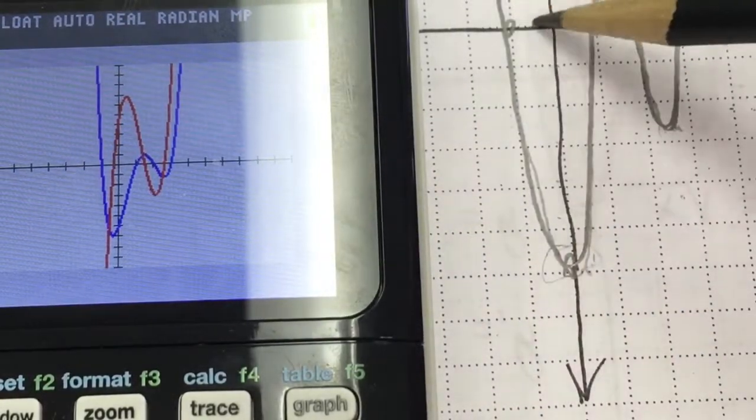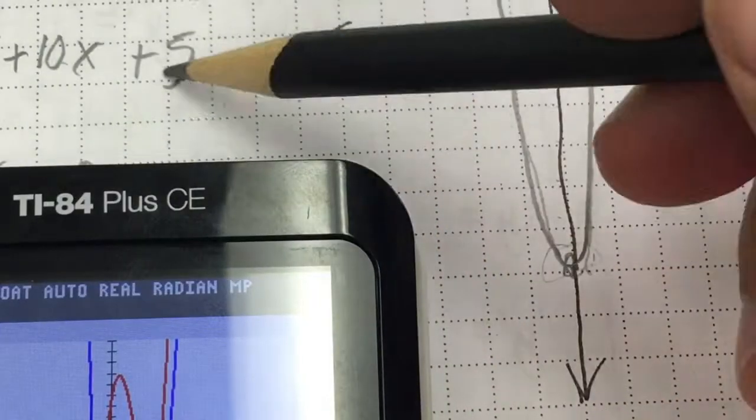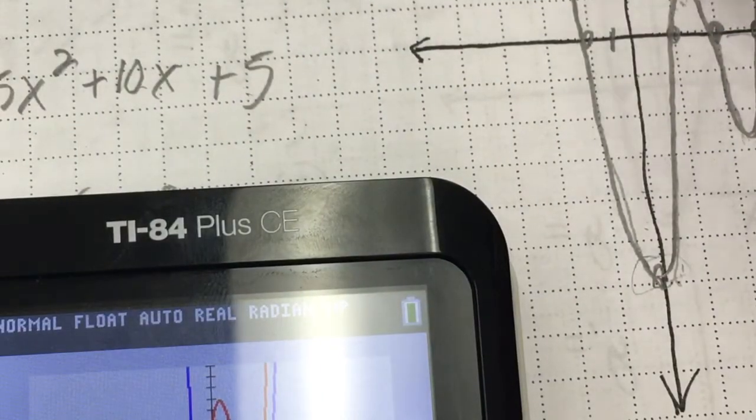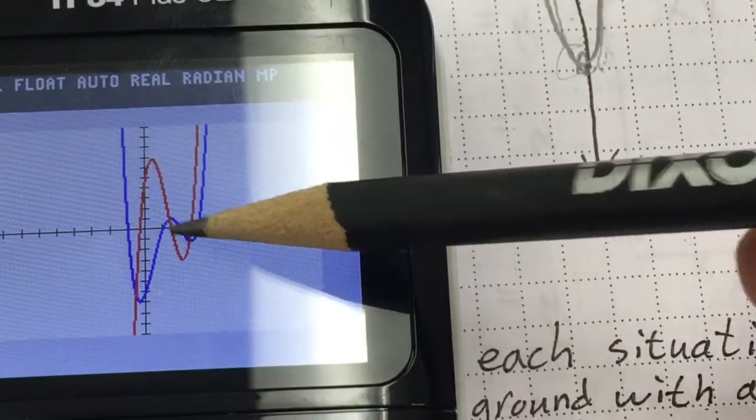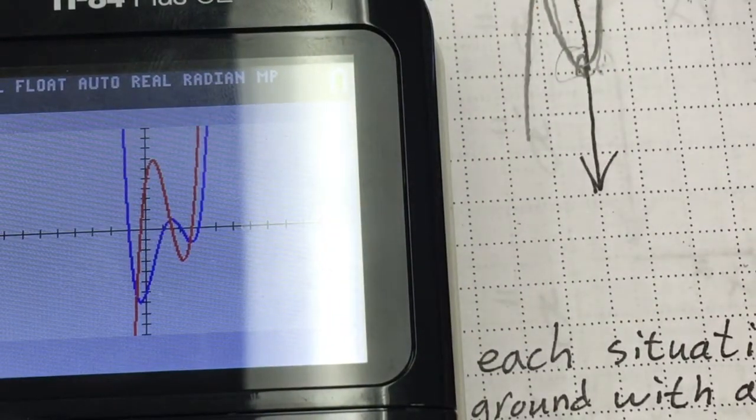Goes a little bit inside of 1. Goes through here at positive 5. 1, 2, 3, 4, 5. Continues up a little. And then goes through between these 2. So it's going to come up, go through, goes up a little.